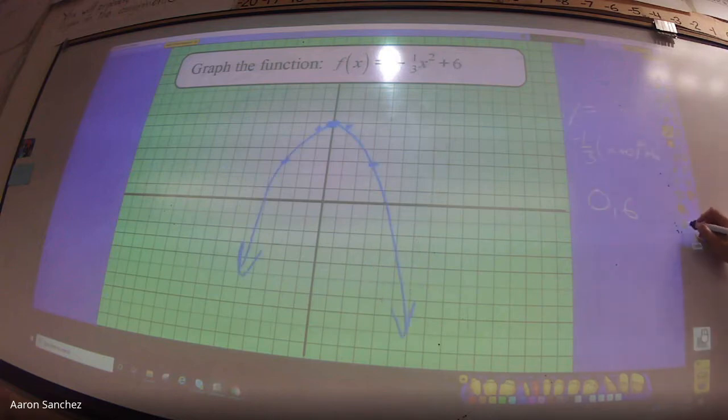Oh, shoot. Look, I already did that one. But let's erase it. Now, look at this one. F of x equals -1/3 x squared plus 6.